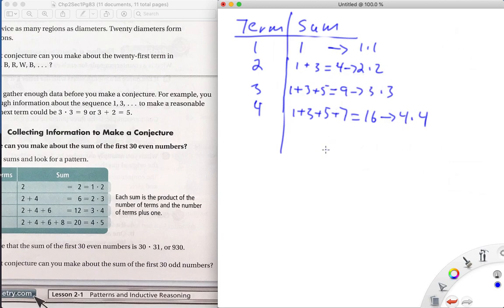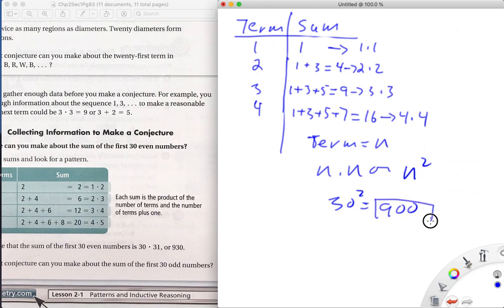So it looks like for this pattern, if the term equals n, it's going to be n times n, or you could think of it as n squared. So then this would be 30 squared, which is 900. Right, I think it would be 900. Yeah, 900. Would you look at that? Cool.